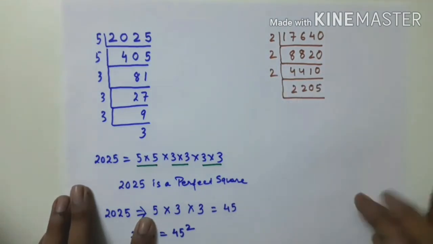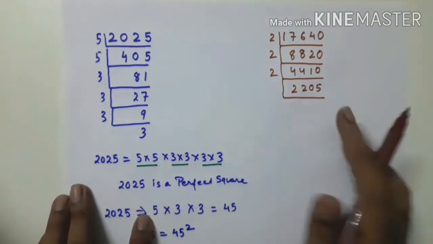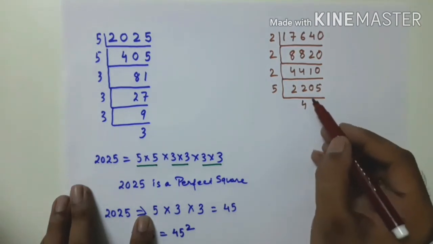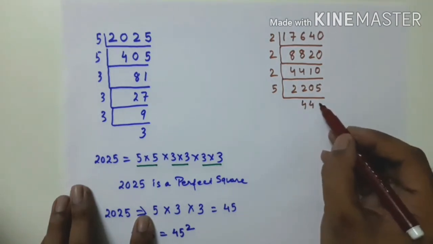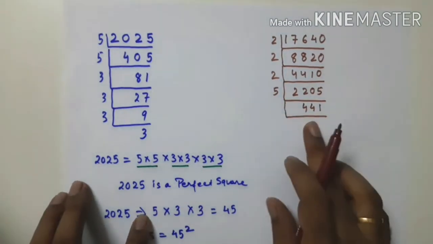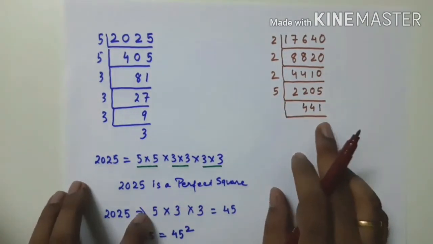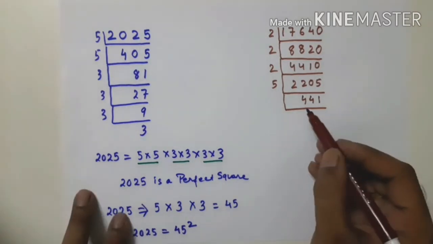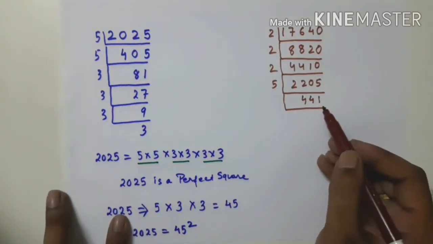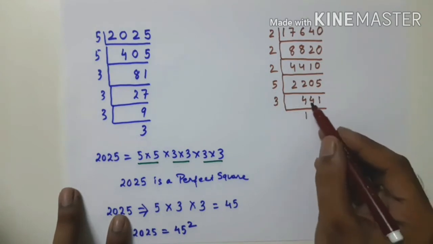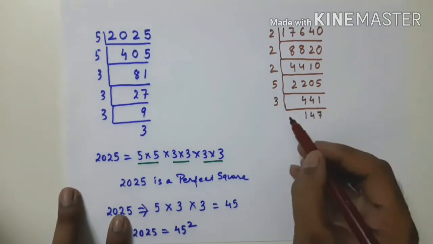Now as the last number ends with 5, we can start with 5. So 5 4s are 20, remainder 2, again 5 4s are 20, there is no remainder, so 5 1s are 5. Then now you can see here 441 is an odd number, so we cannot do with 2, we cannot do with 5. Let's try with 3 because 4 plus 4 is 8, 8 plus 1 is 9, so it will be divisible by 3. Now 3 1s are 3, remainder is 1, 3 4s are 12, 147.